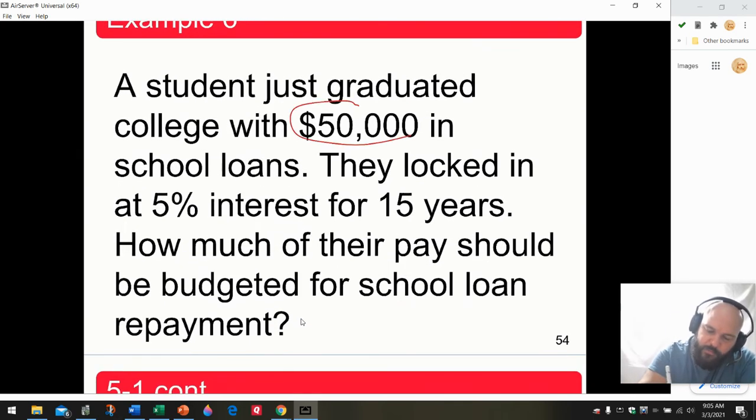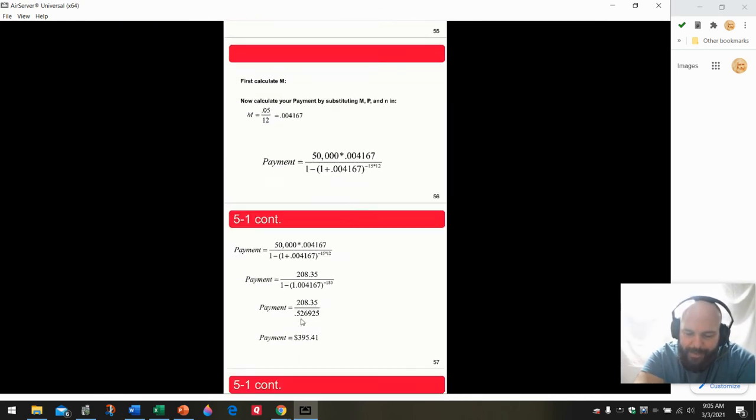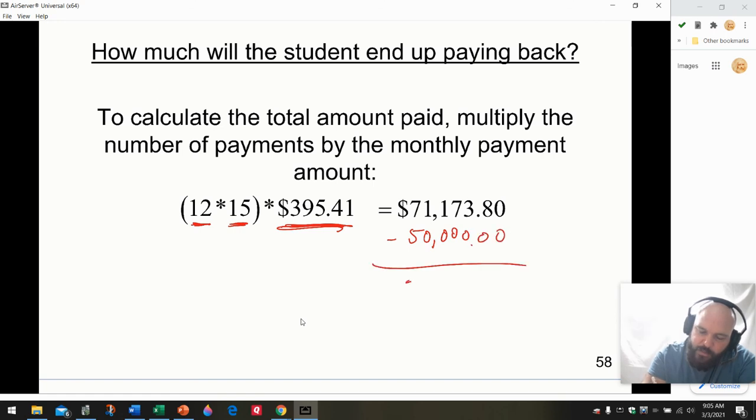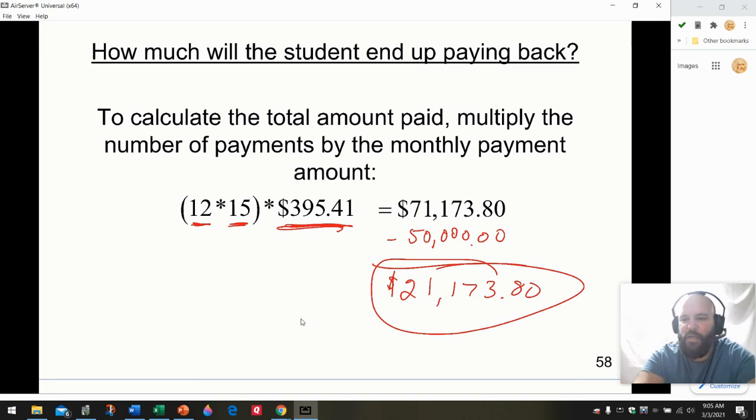Well, let's look at how much you borrowed. You borrowed $50,000, but you end up paying the bank back $71,173.80. That is the interest. That's what the bank charges you for the privilege of borrowing money from them. And how do you know exactly how much money you are paying them back in interest? You just simply take the amount that you pay them back and you subtract $50,000 from that. And when you do that, you get $21,173.80.